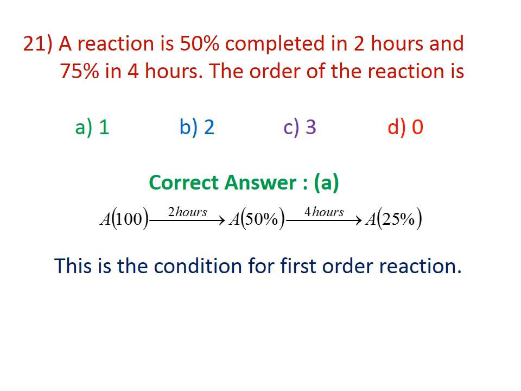21. A reaction is 50% completed in 2 hours and 75% completed in 4 hours. The order of the reaction is, first you consider 100%, and after 2 hours it is 50%. The half-life period is 2 hours. From 50 to 25%, the half-life period is 4 hours. Therefore, it is simply a first order reaction. This explains the reaction is first order. Option A is correct.